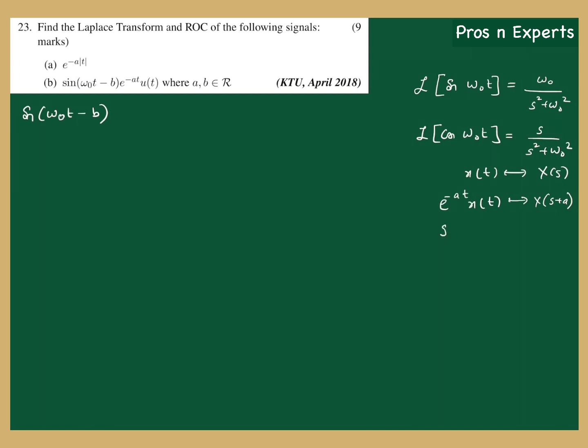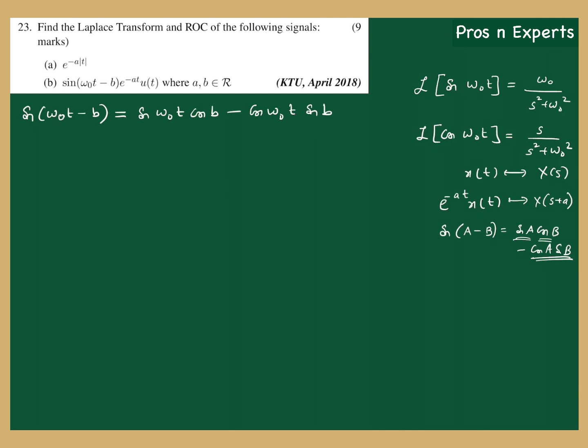We know that sine of a minus b is equal to sine a cos b minus cos a sine b. Applying that trigonometric relation, we can write it as sine omega 0 t into cos b, similar to sine a cos b, minus cos a into sine b, cos omega 0 t into sine b. So this is what you get if you expand sine omega 0 t minus b using the basic trigonometric identities.